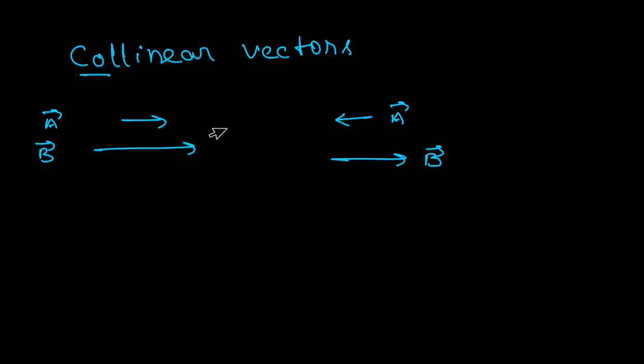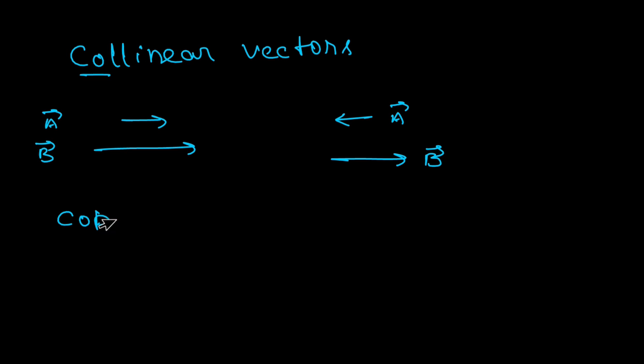What are collinear vectors? Vectors which are parallel to each other. In both the cases, these vectors are collinear vectors. Also notice that the magnitude of these vectors can be different.